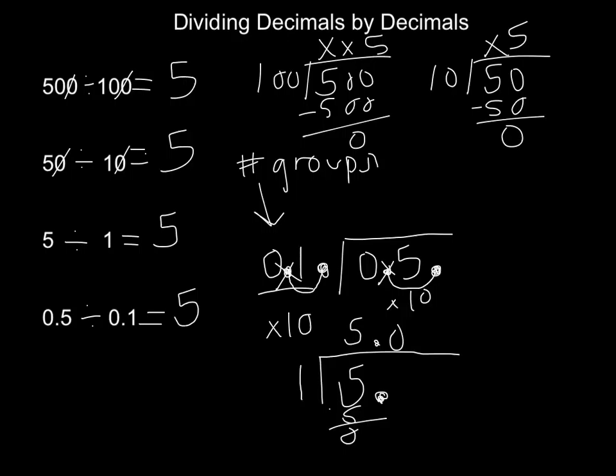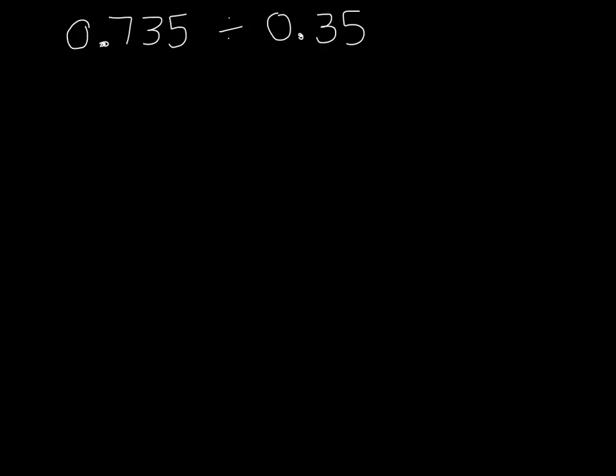And the way that I dealt with that decimal is I asked myself how many times I could move the decimal for it to become a whole number outside. And if I moved it once on the outside, I moved it once on the inside. Let's try another example. So in this problem, I have 0 and 735 thousandths. And I want to divide it into groups of 0 and 35 hundredths.